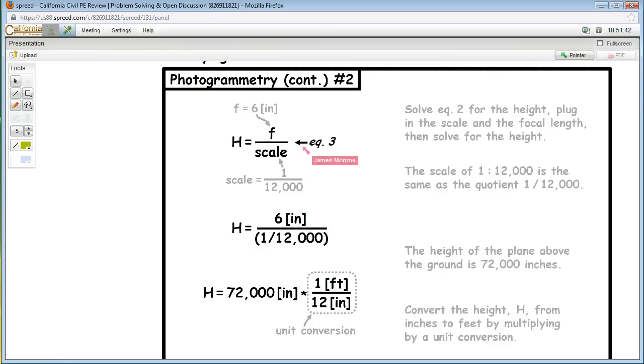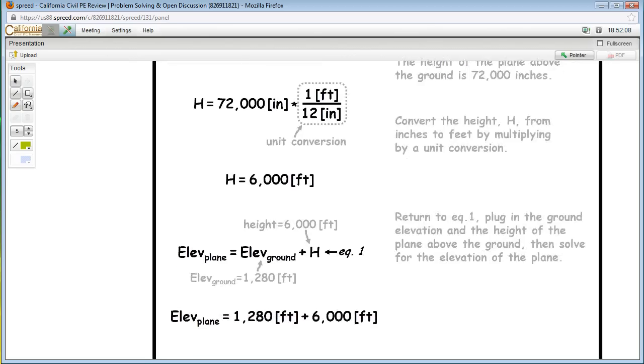Okay, so he isolates his flight height. He says if I only knew the scale, which is 1 to 12,000, and if I knew the focal length, which was given as 6 inches, which is a standard value anyways, he plugs those in. Now, the deal with this ratio here is its units must be consistent. So if you've got inches up here, understand that's what you need to have down here. So that's why you put a unit conversion in.